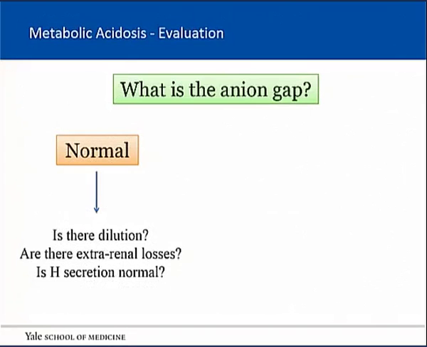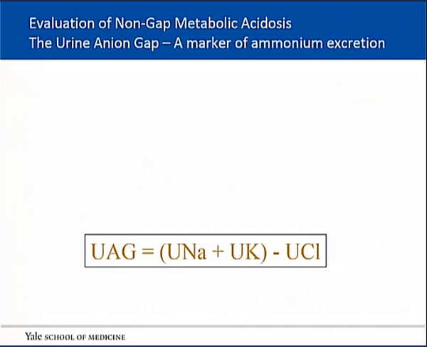So the first step is to ask, what is the anion gap? If the anion gap is normal, you ask, is there dilution? Have you been given lots of fluids with chloride? Are there extra renal losses? Does the patient have an upper drain? Does the patient have a pancreas transplant, an ileoconduit? Does the patient have lots of diarrhea? And finally, you ask if the hydrogen secretion is normal, and the way you answer that is by looking at the urinary anion gap.